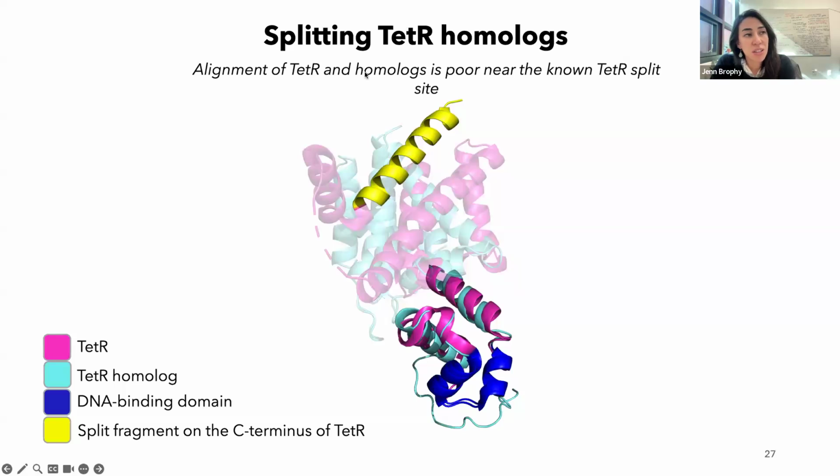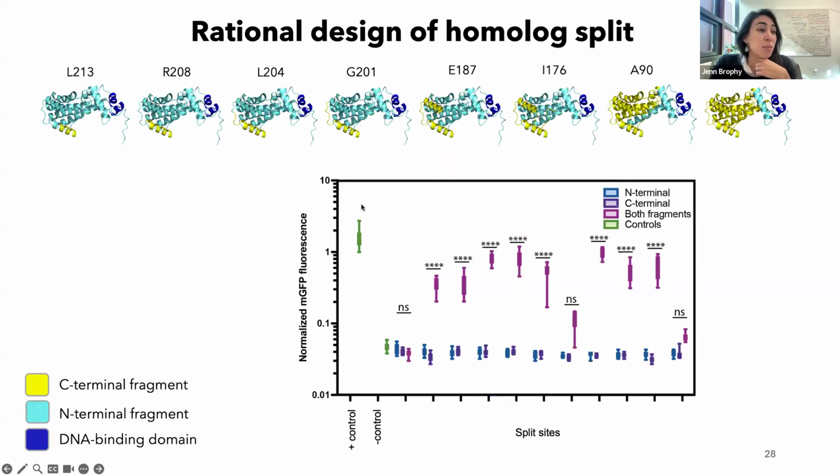So most of our synthetic transcription factors were based on TetR homologs. We tried aligning these to TetR to see if we could just split them in exactly the same location to create lots of split transcription factors that we could use for synthetic genetic circuit construction. But the alignment of TetR with these homologs was poor near the known TetR split site. So Isabel started trying to split her synthetic transcription factor in a number of different locations and found that at some locations, her transcription factor could be split in half and then reconstituted quite easily.